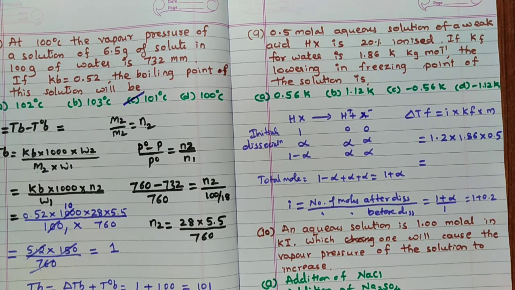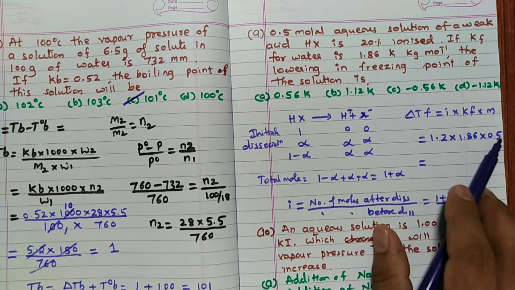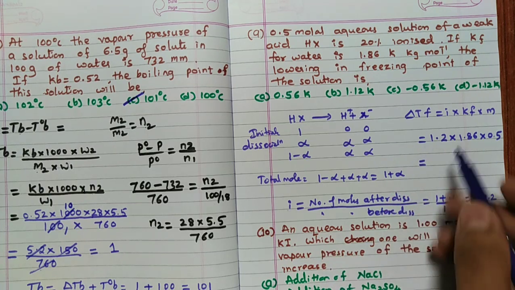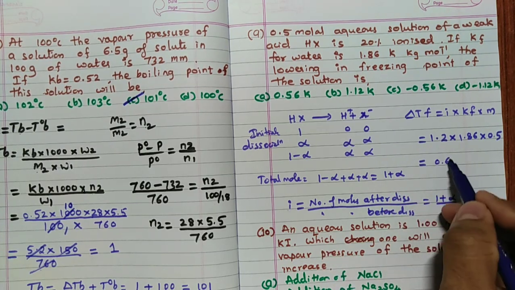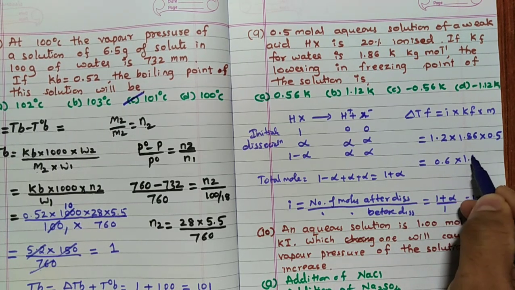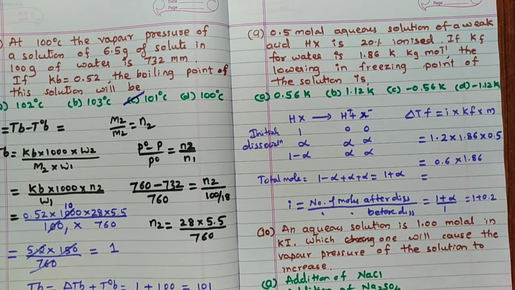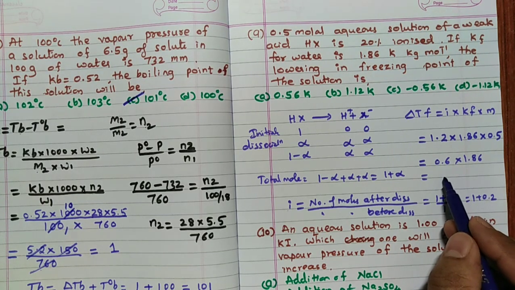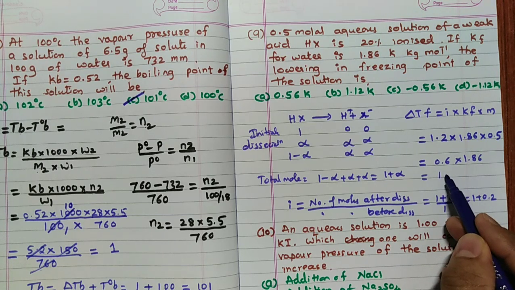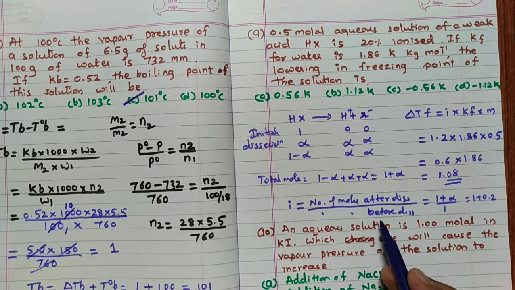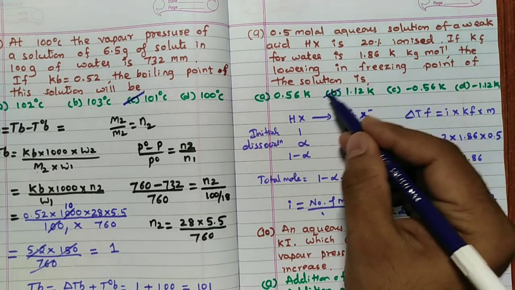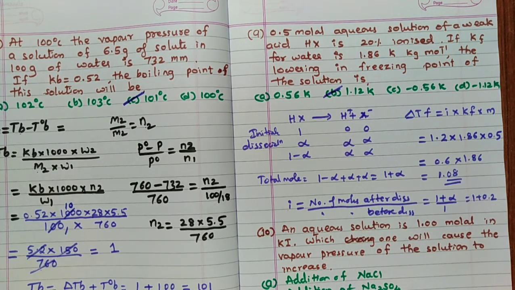You calculate this, you will get the answer. 1.2 into 0.5 is 0.6, correct? 1.2 half is 0.6, into 1.86, right? So 18 6 is how much? 18 5 is 90, 18 6 is 108, correct? Your answer is around 108, that is 1.08. Around 1.08, so the answer is B here, 9th question.